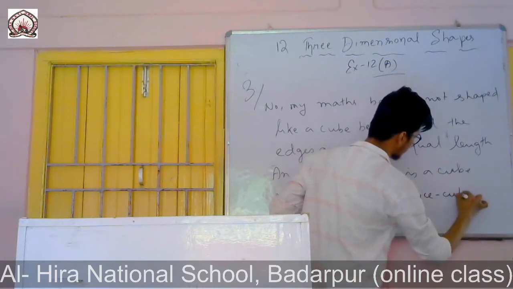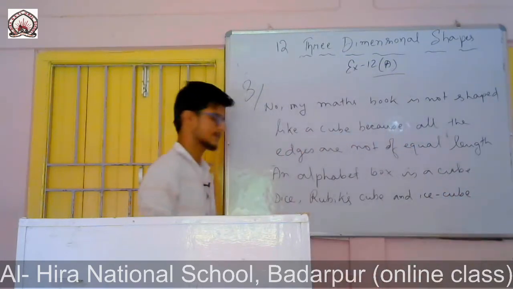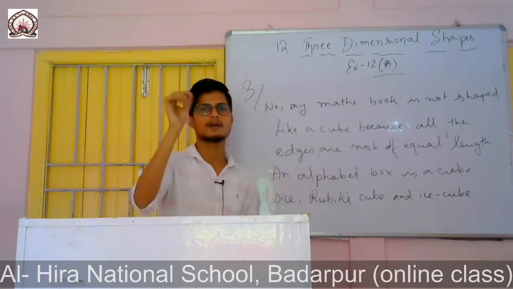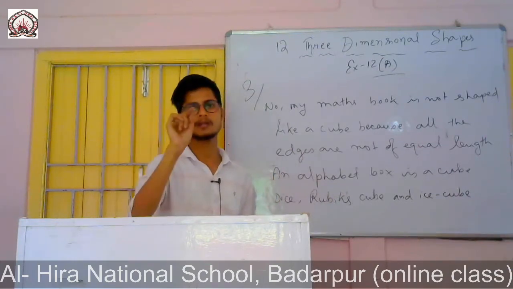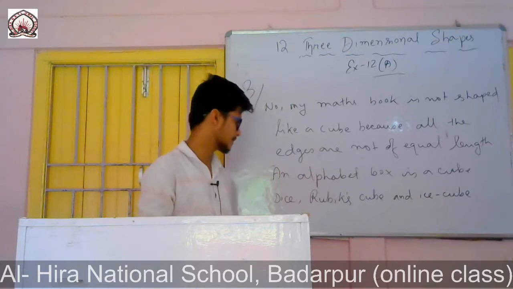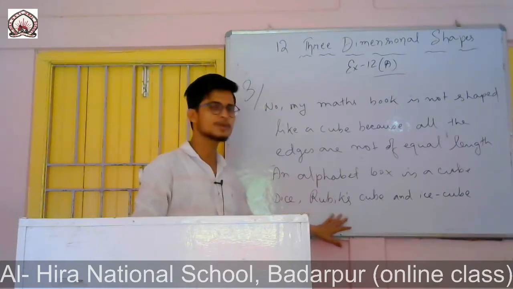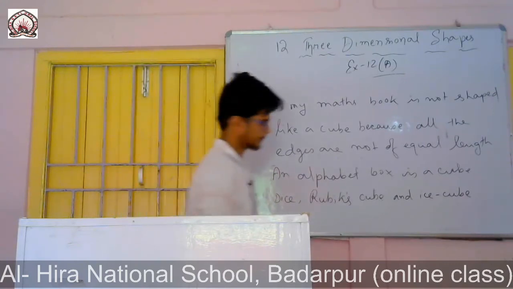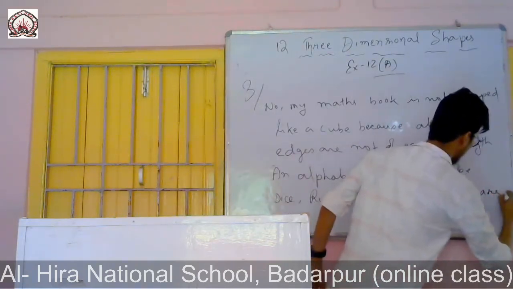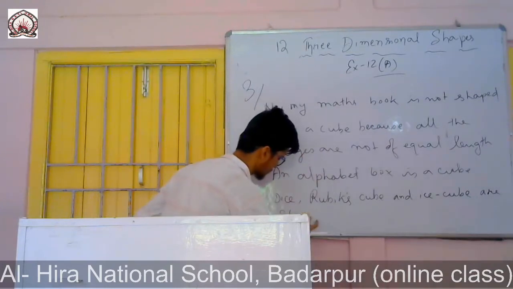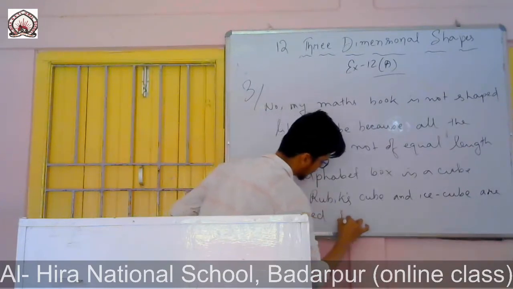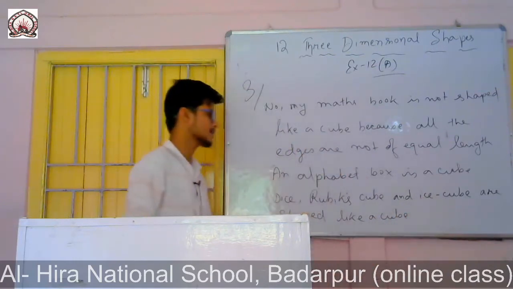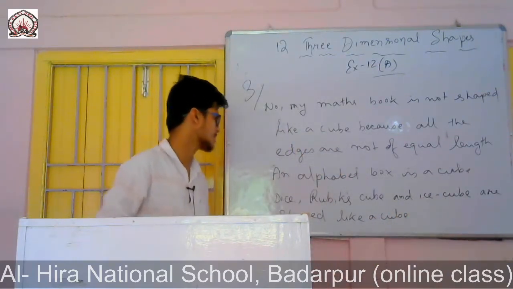And ice cube. Dice you have seen while playing Ludo, we use a small dice. There are points for 1, 2, 3 like this. 6 sides are there, so it is a cube. Then Rubik's cube, so you know, and ice cube are shaped like a cube. Dice, Rubik's cubes and ice cubes are shaped like a cube.